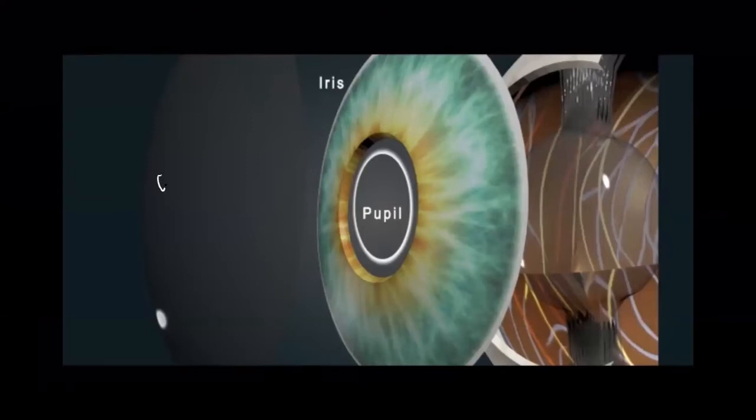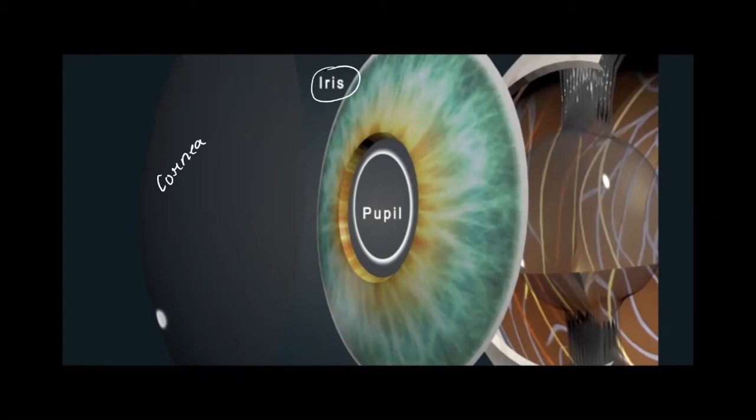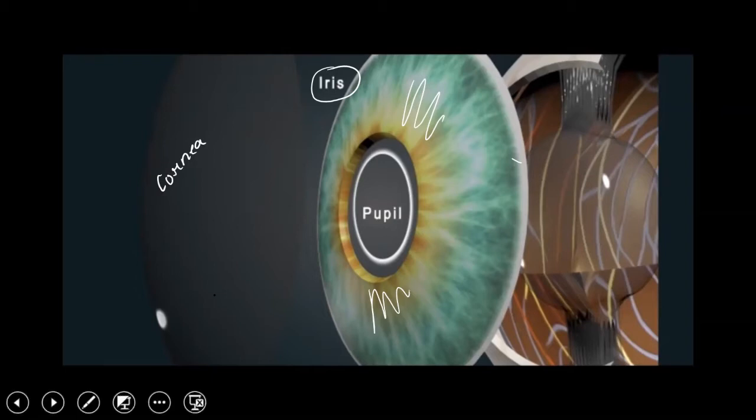This transparent bulge is the cornea. Then we have the iris, the muscular diaphragm, which is holding the pupil together. The iris controls the size of the pupil. In return, the pupil controls the amount of light entering the human eye. Understood? Okay.